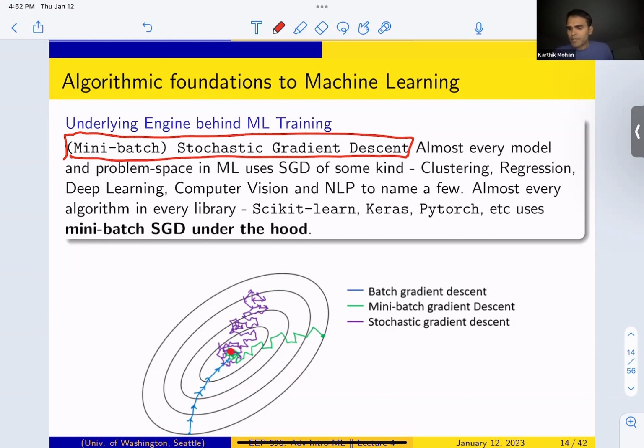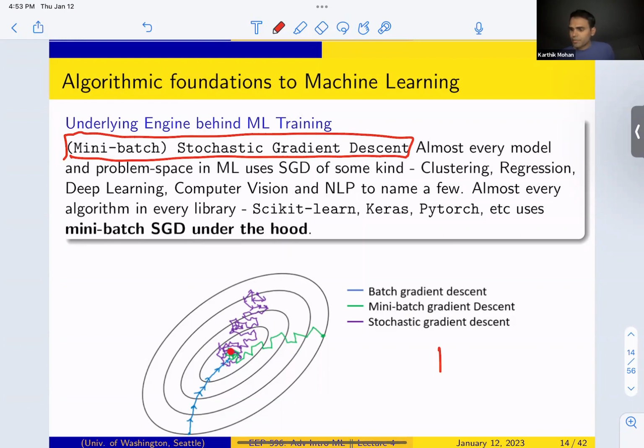This applies to almost every machine learning problem. Although we've only looked at linear regression so far, we're going to be covering clustering, and deep learning, maybe not computer vision, but natural language processing. You'll see that anywhere you have a loss function and you want to optimize it, it comes down to some kind of mini batch SGD under the hood. So look at any library, scikit-learn, Keras, PyTorch, and look at what they are exactly doing when they're training. They're doing mini batch stochastic gradient descent.